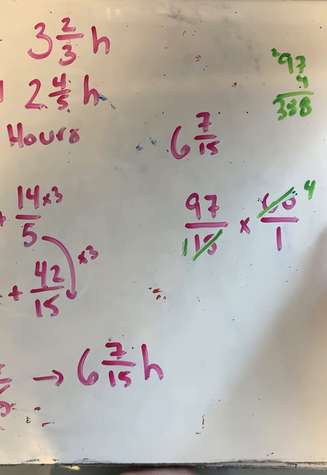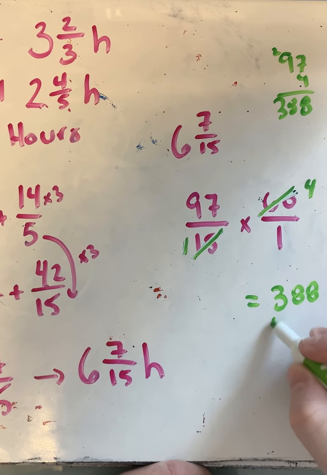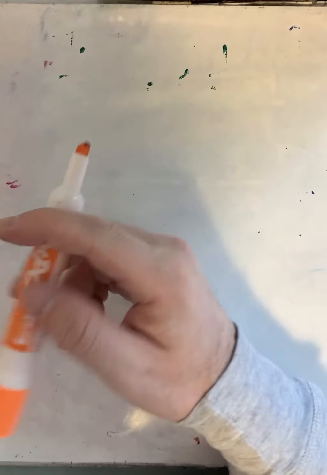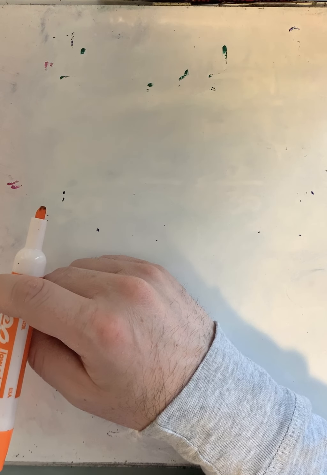So we've got 388 minutes of time. So a lot of time. Did I do that correctly? Hours, yeah, minutes, yeah, we're all good. Okay, let's do another one. Okay, a different kind of look. We're gonna do both mixed number and proper fraction.